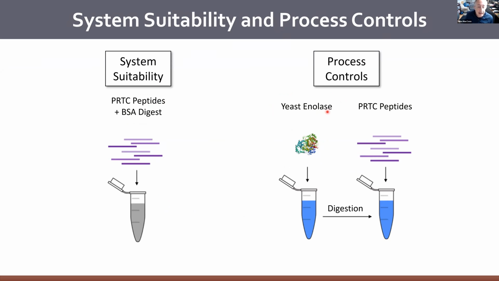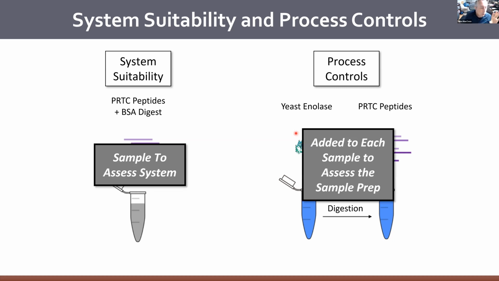In that case, we add an intact protein prior to the sample preparation. We add a set of peptides at the last step. So one is used to assess the system and one is used to assess the sample prep. And we use this AutoQC strategy for both of them.